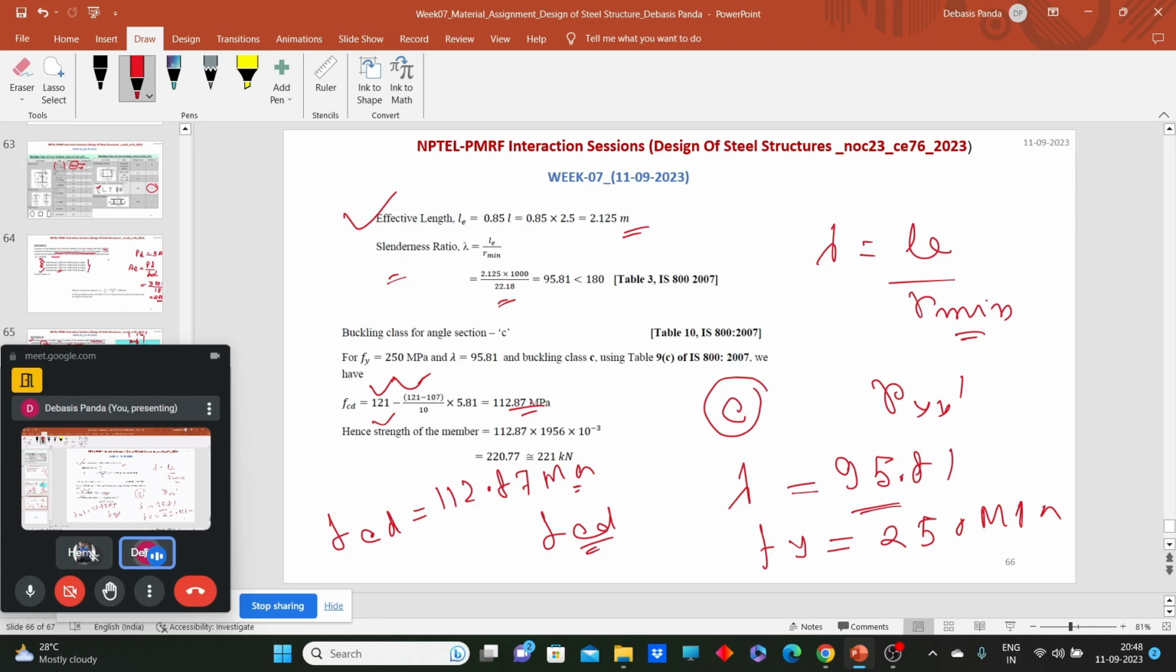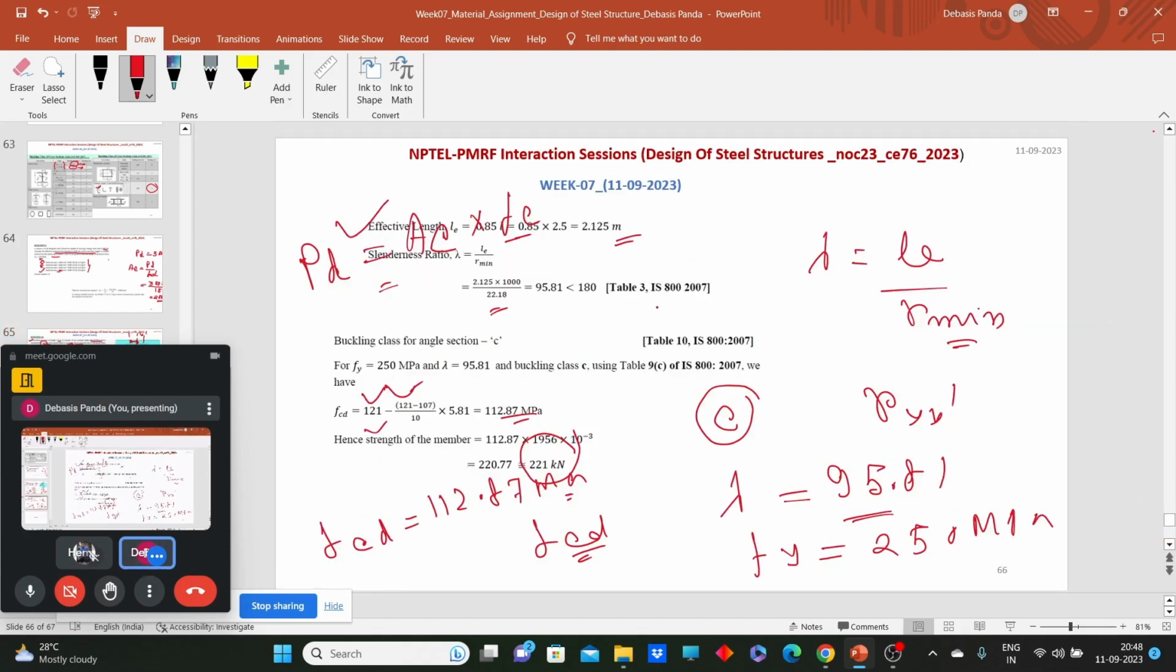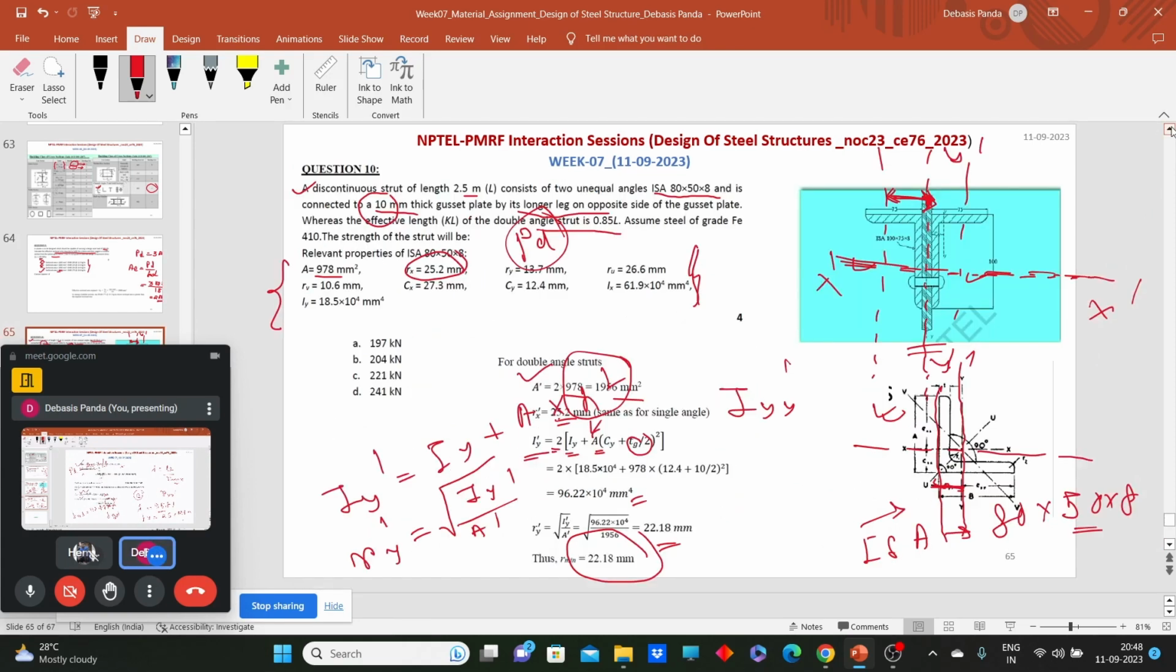Now we can calculate the design strength. PD is equal to AE multiplied by FCD, and that comes as 221 kilonewton. The question was to calculate the design compressive strength, so the PD value comes as 221 kilonewton. So that's all for today's class.